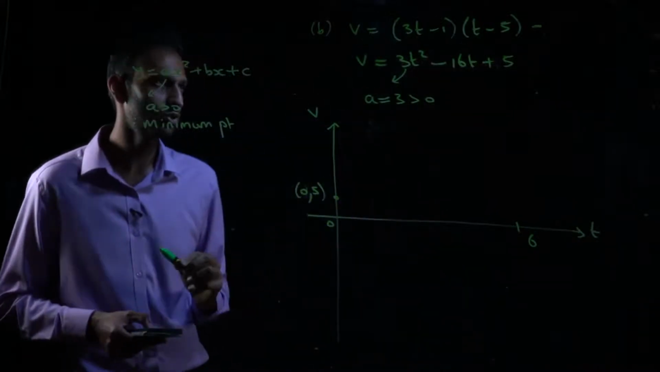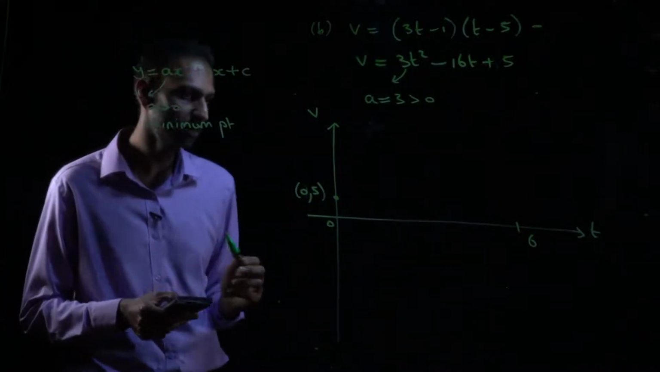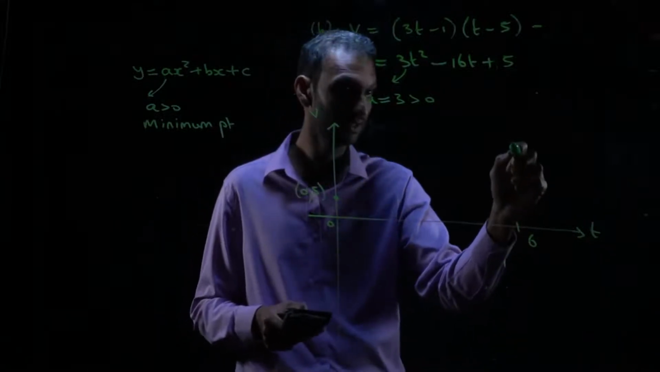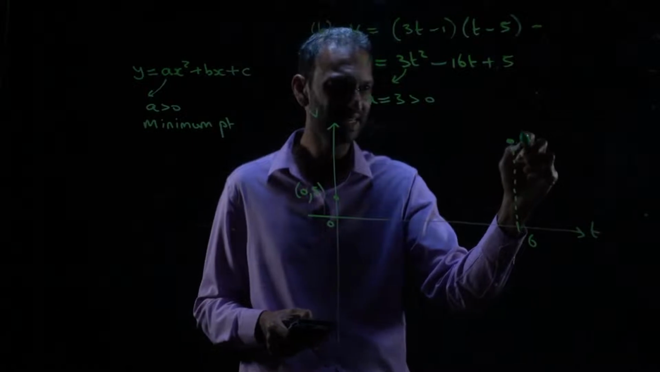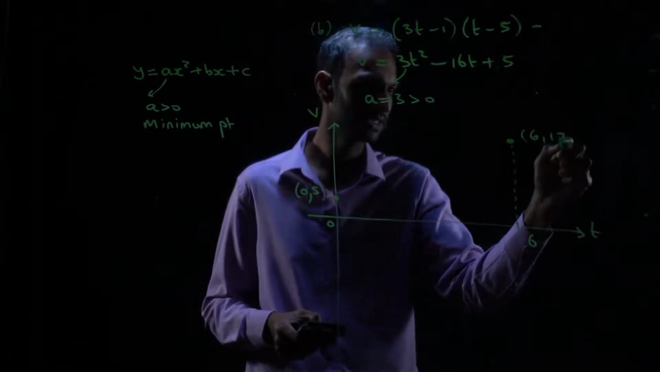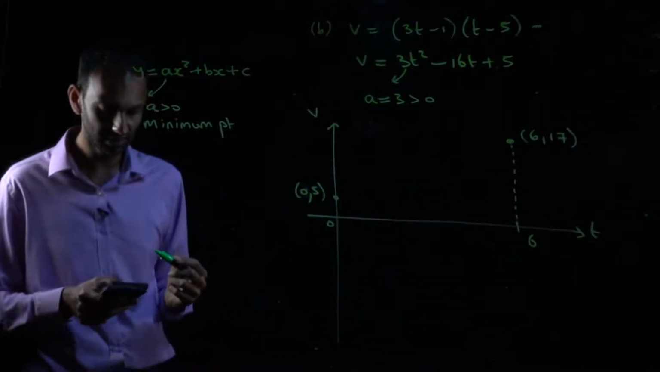6 minus 5 is 1. So you would have v is equal to 17. So let's say 17 is somewhere here. It's just a sketch. We don't need to be that exact. We need to be accurate, but not exact. So we have 6 and 17.